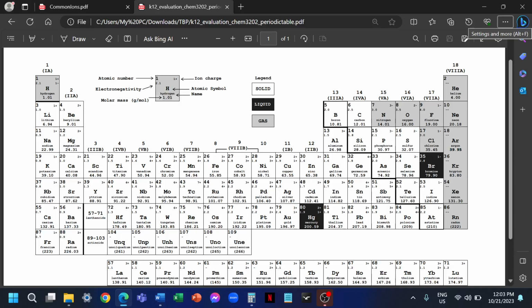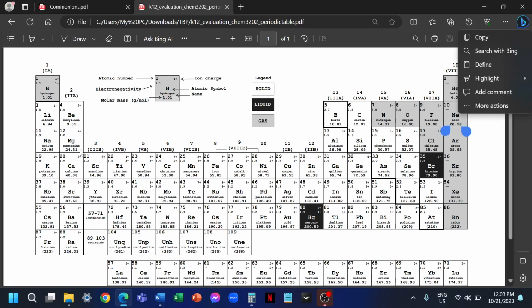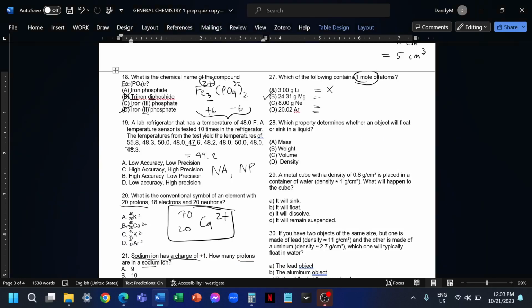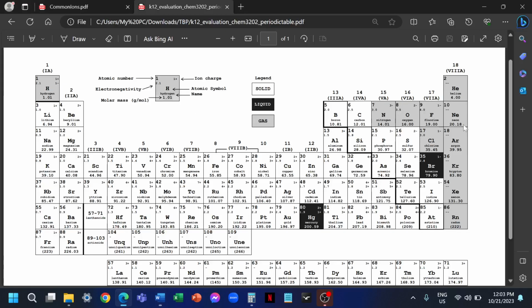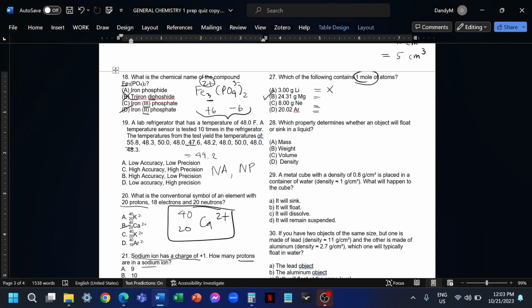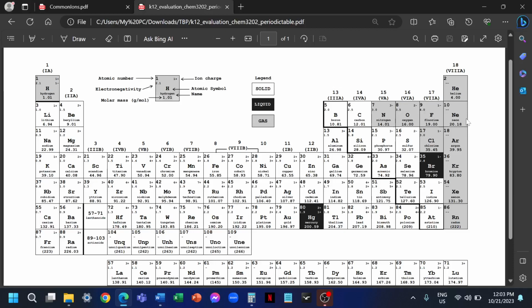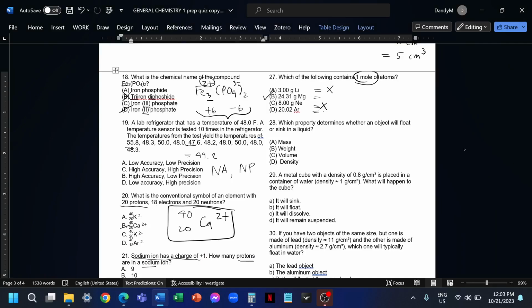Neon, the molar mass of neon, it means 1 mole of neon must be 20.18. So here it's not 20.18, so this one is less than 1 mole. Then for argon, the molar mass of argon is 39.95. We have less than that, so this is also less than 1 mole. So the answer for 27 is letter B, 24.31 grams of magnesium.